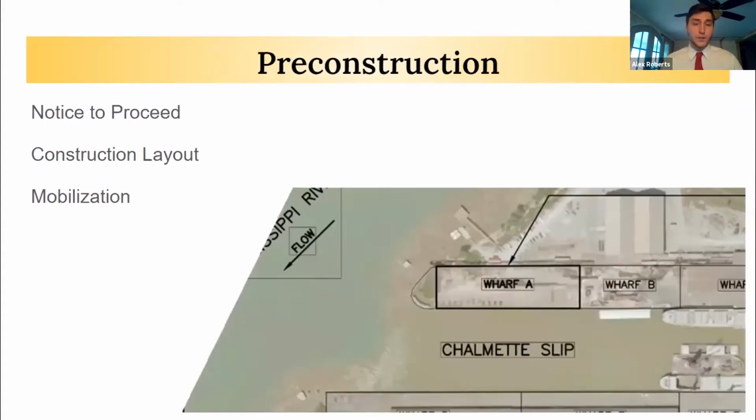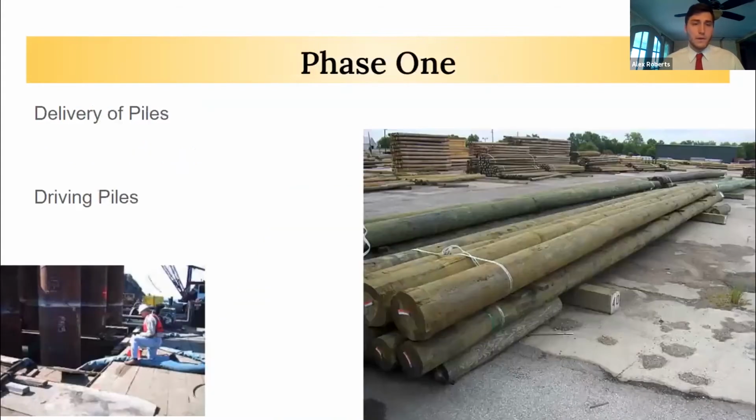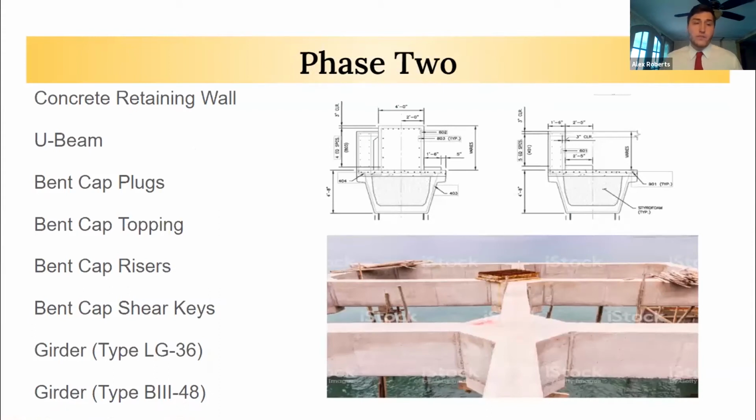So starting with our pre-construction, as you see, we always have to start with our notice to proceed, which will then lay out our construction layout, and then we'll move forward with mobilization. For phase 1, we'll begin with a delivery of both our timber and our steel piles, and then phase 1 will include the driving of all those piles as well. In phase 2, we'll begin with our concrete retaining wall, and then we'll begin installation for our U-beams, our bent cap plugs, toppings, risers, and shear keys, and then moving on to our LG36 and box beam girders.